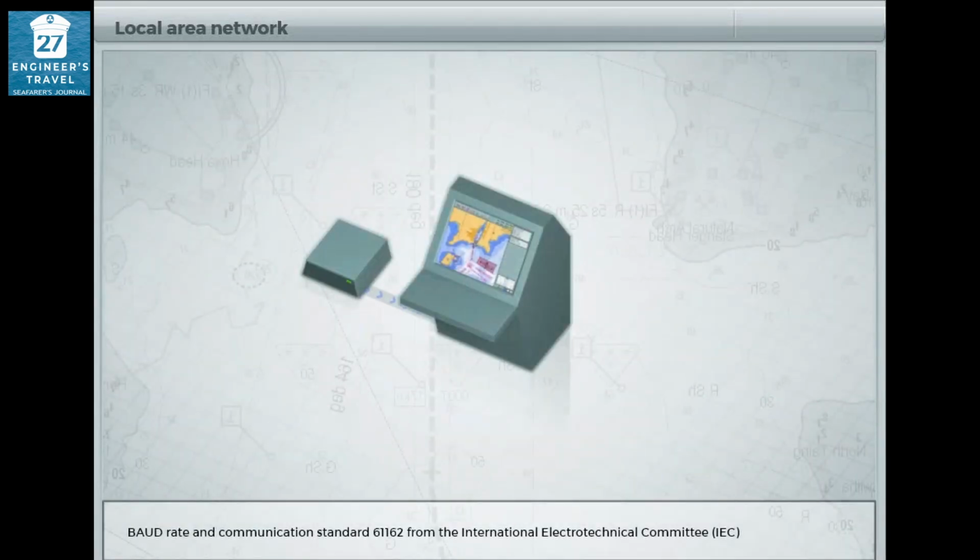Devices communicate around the LAN at a baud rate that represents the data flow in pulses per second. If the baud rate is set incorrectly, the device cannot communicate, resulting in lost information. Standard 61162, developed by the International Electrotechnical Committee, applies to serial line communication.